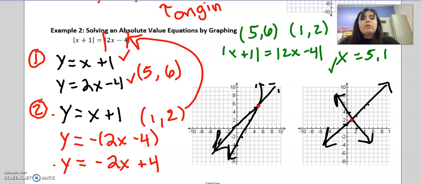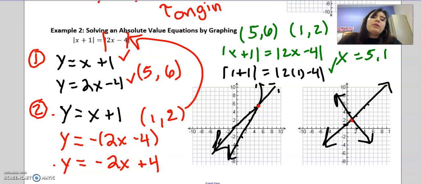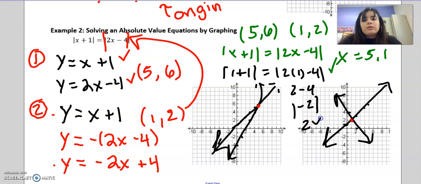Okay, I'm going to erase this and let's try the other one. We're going to plug in 1. We get the absolute value of 1 plus 1 equals the absolute value of 2 times 1 minus 4. From here we get 2 on the left, and then on the right we get 2 times 1, which is 2. 2 minus 4 gives us negative 2, but we are taking the absolute value, which is 2, so we are good once again.